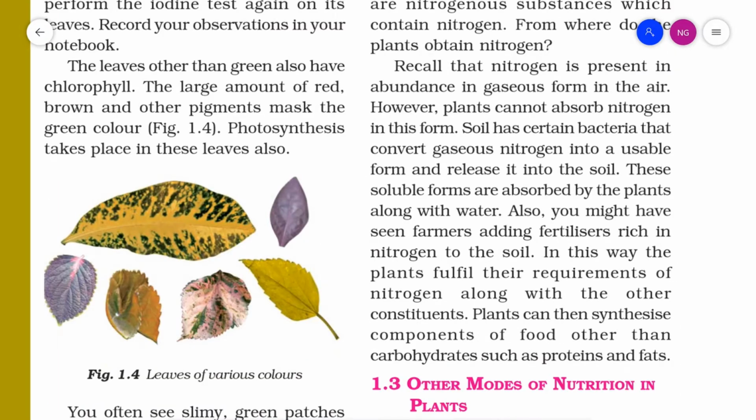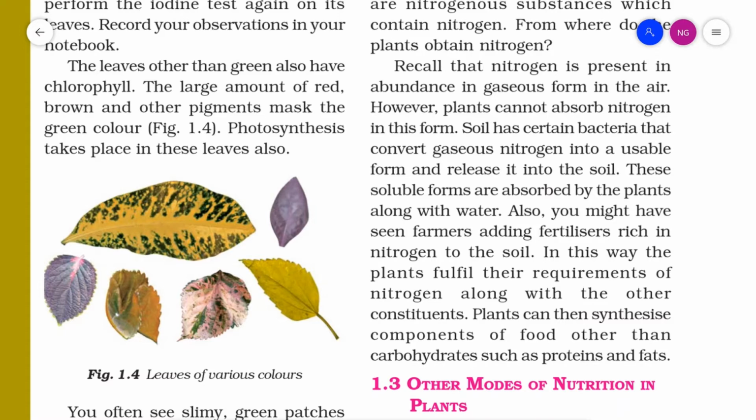Now we shall move on to leaves of various colors. We have studied that a green leaf has a green pigment called chlorophyll which helps in photosynthesis. But you may be thinking, can colored leaves also carry out photosynthesis? Yes, colored leaves also carry out photosynthesis.